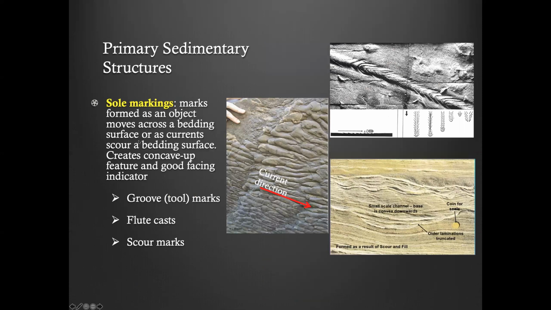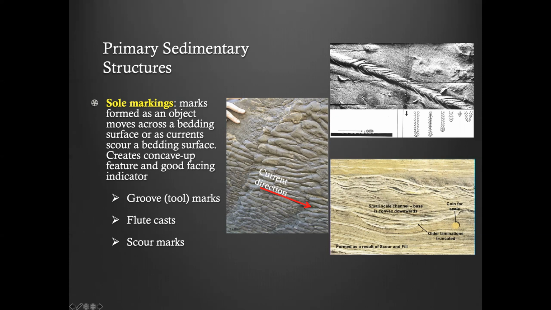There are also types of sedimentary structures called sole markings. These can be created by current flow. They can be created by dragging sticks along a bed. But basically they're formed when an object moves across a bedding surface or as currents scour a bedding surface, which creates a concave up feature and a good facing indicator.